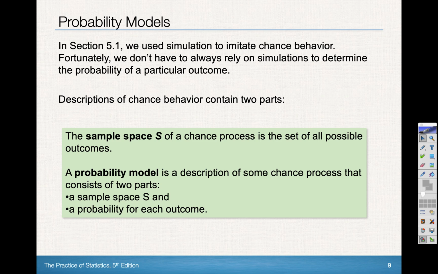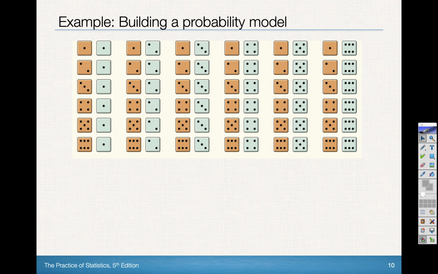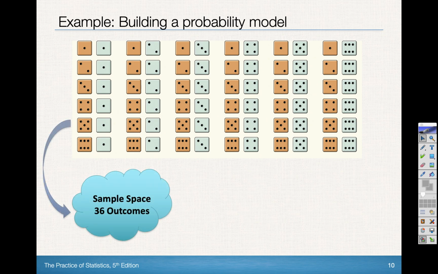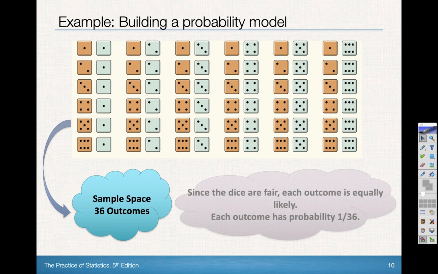We have a sample space S and the probability for each outcome. The example we're looking at in today's lesson is rolling two six-sided dice. So I have an orange die and a blue die, and I'm going to roll each one. The sample space is all of the possible outcomes of rolling these two dice. Since there are 36 total outcomes, my sample space is 36. Since each of the dice is fair, each outcome is equally likely. So every outcome that you see has a 1 out of 36 probability of occurring.